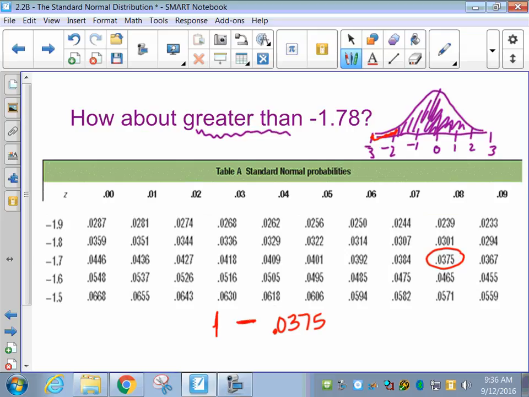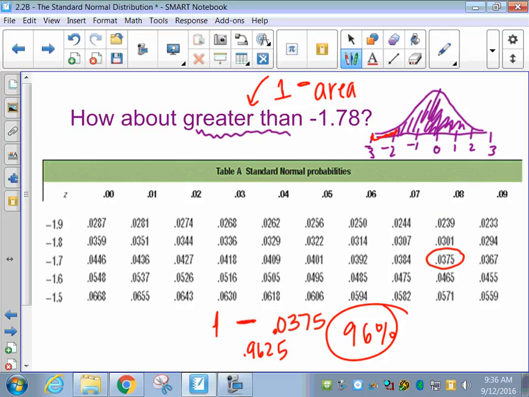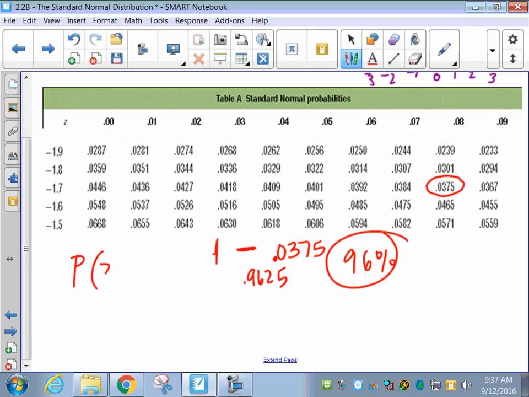Anytime you're doing greater than, you always are going to do 1 minus whatever area they give you, because the table is always telling you left of the point. So if it's greater than, we have to do 1 minus. So 1 minus that number is 0.9625. So about 96% of the data is greater than a z-score. So sometimes we write it out like this: the probability of getting a z-score greater than -1.78 is equal to 96%.